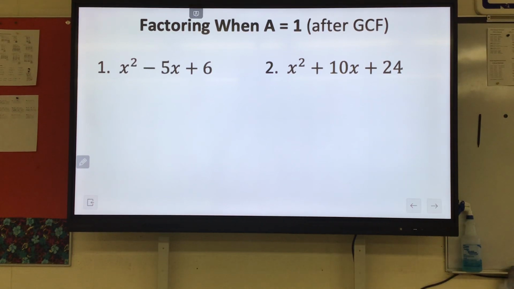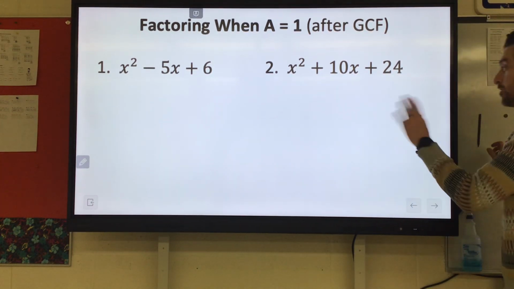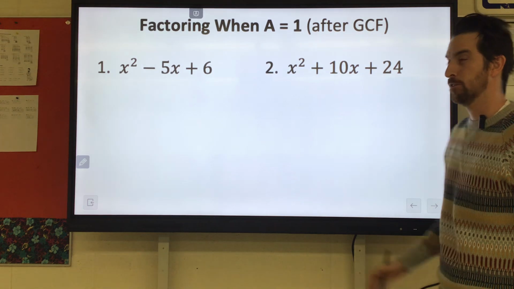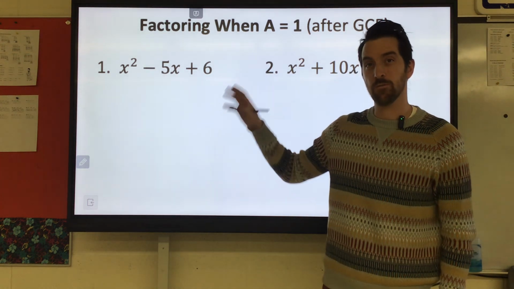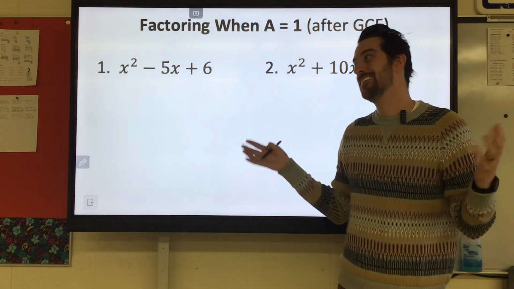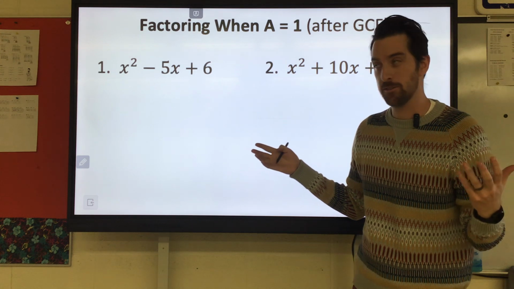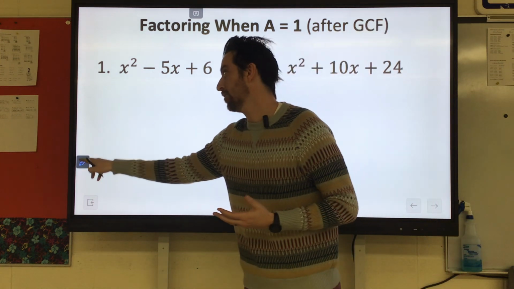Welcome to the show. We're going to factor some trinomials, and we're going to start with some trinomials where a equals 1, where there's a 1 out in front. These are the easiest trinomials to factor. So you're going to want to do this.